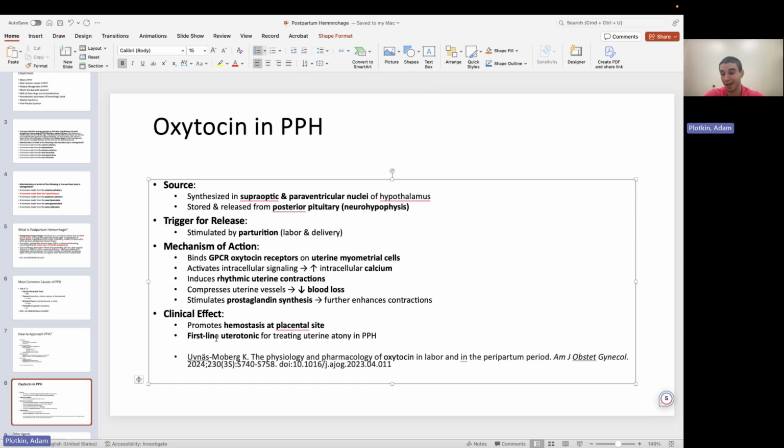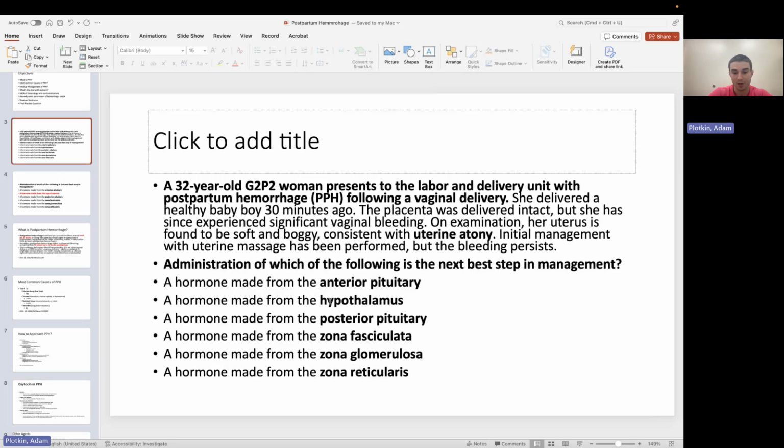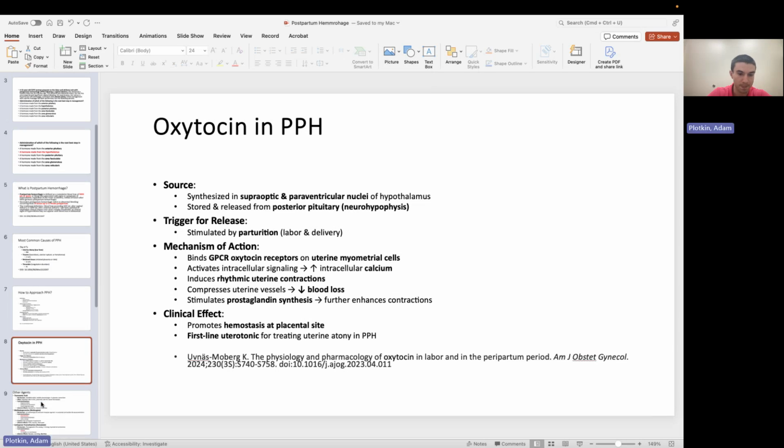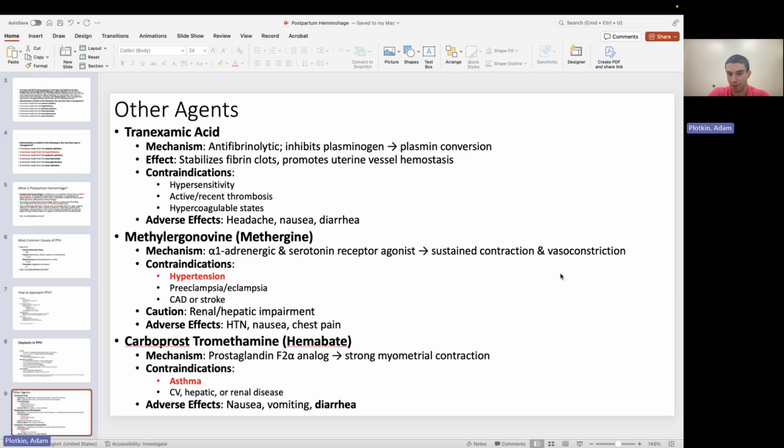So again, that's why our answer for the question was, what drug do we give, right? Or where's that hormone made? That hormone's made in the hypothalamus. It's not made in the posterior pituitary. It sits in the posterior pituitary, but it's made from the hypothalamus, right? So some of our other agents, we'll just kind of expand on these.